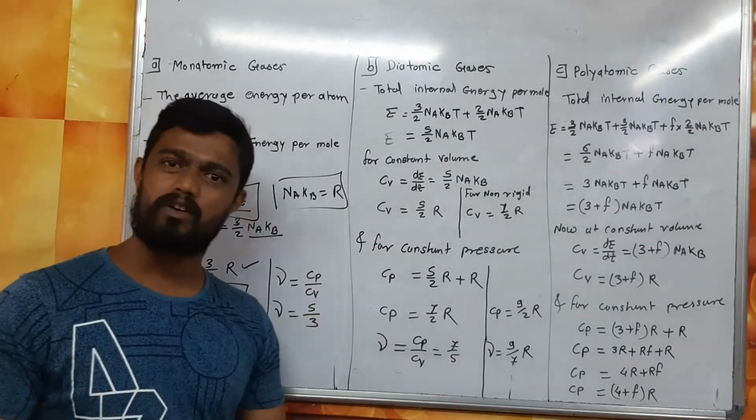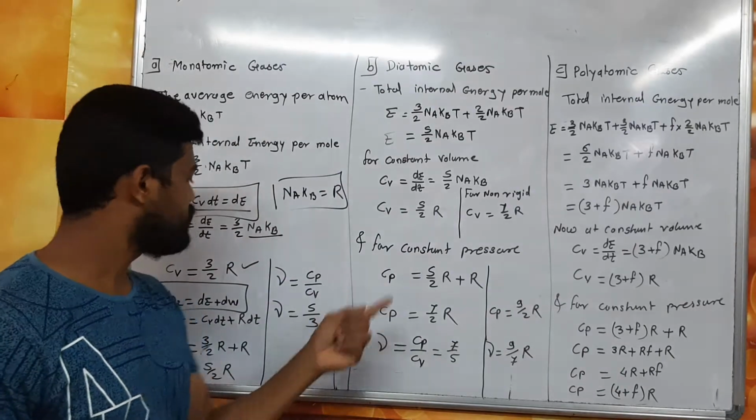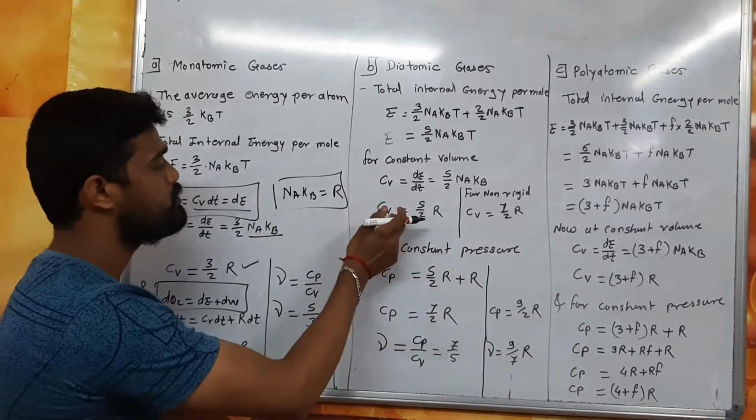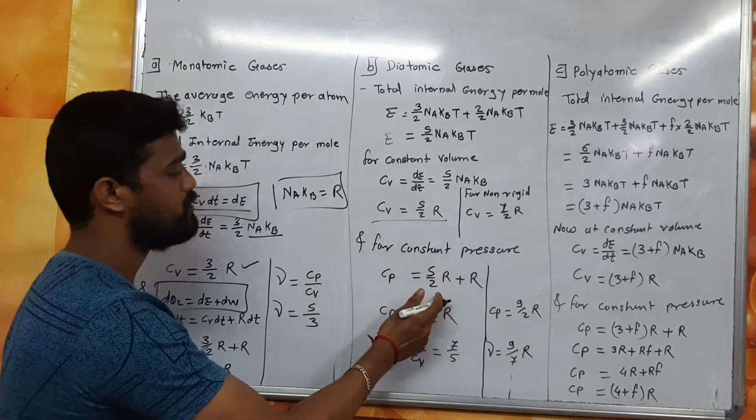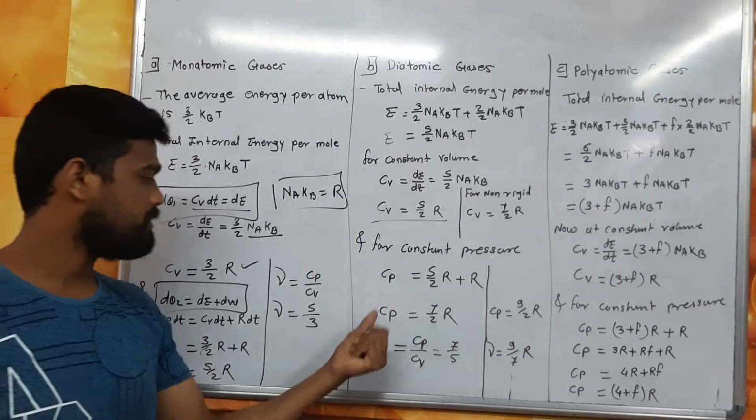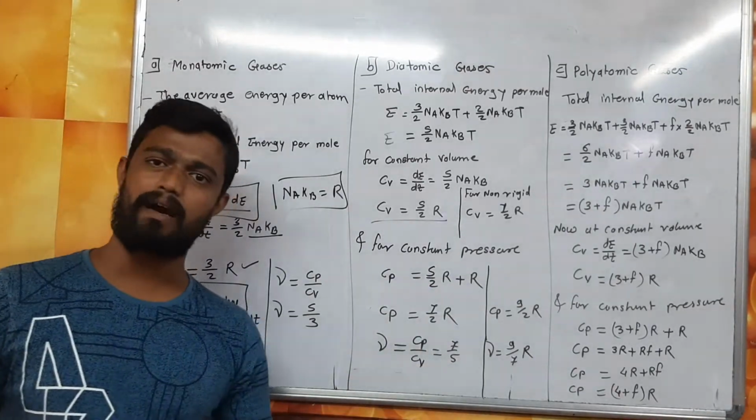And for constant pressure, Cp is equal to, same, again use this. Then Cp is equal to Cv plus R. Cv's value is 5 by 2 R, so I directly put it here, and R is as it is. So plus R, I got Cp's value is 7 by 2 R.